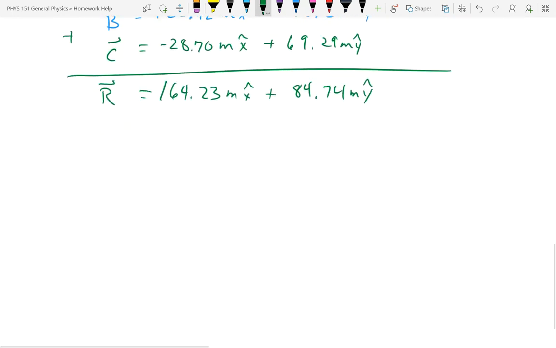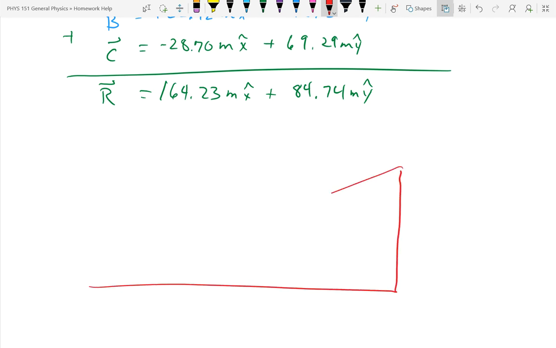So now I have my resultant that goes 164.23, 84.74.